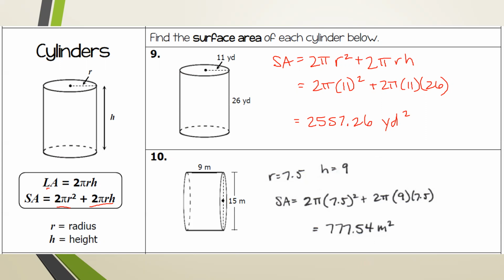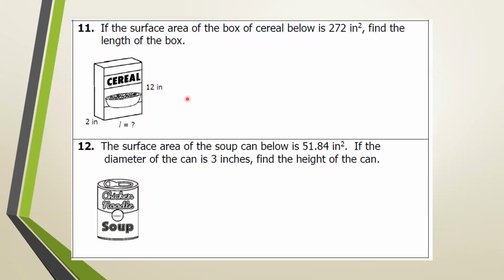Okay, now that was using the formulas. We can also use those formulas to find some missing dimensions. So in number 11, it tells us the surface area. The surface area of this cereal box is 272 inches squared. Cool, so that's what the surface area is.